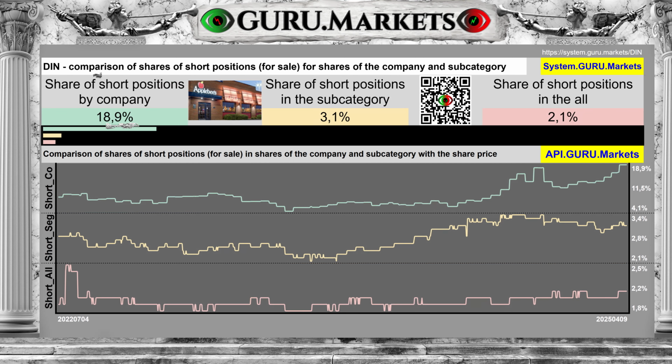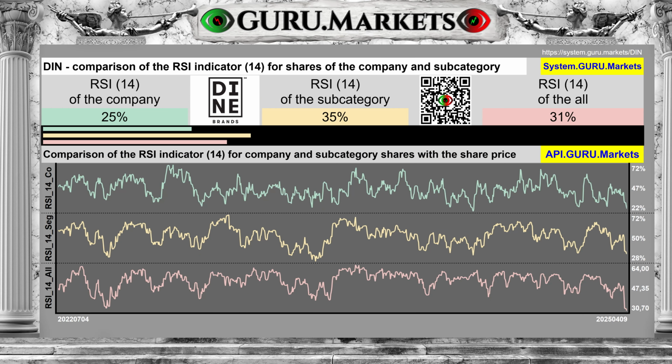Shares are short 18.9%, with a subcategory average of 3.1%. This is the valuation of a short squeeze. Technical indicator RSI 14 shows the 25% level for the company Dine Brands Global Inc., whereas for the subcategory, the RSI 14 level is approximately 35%. On average, securities of the subcategory are valued higher than those of the company.